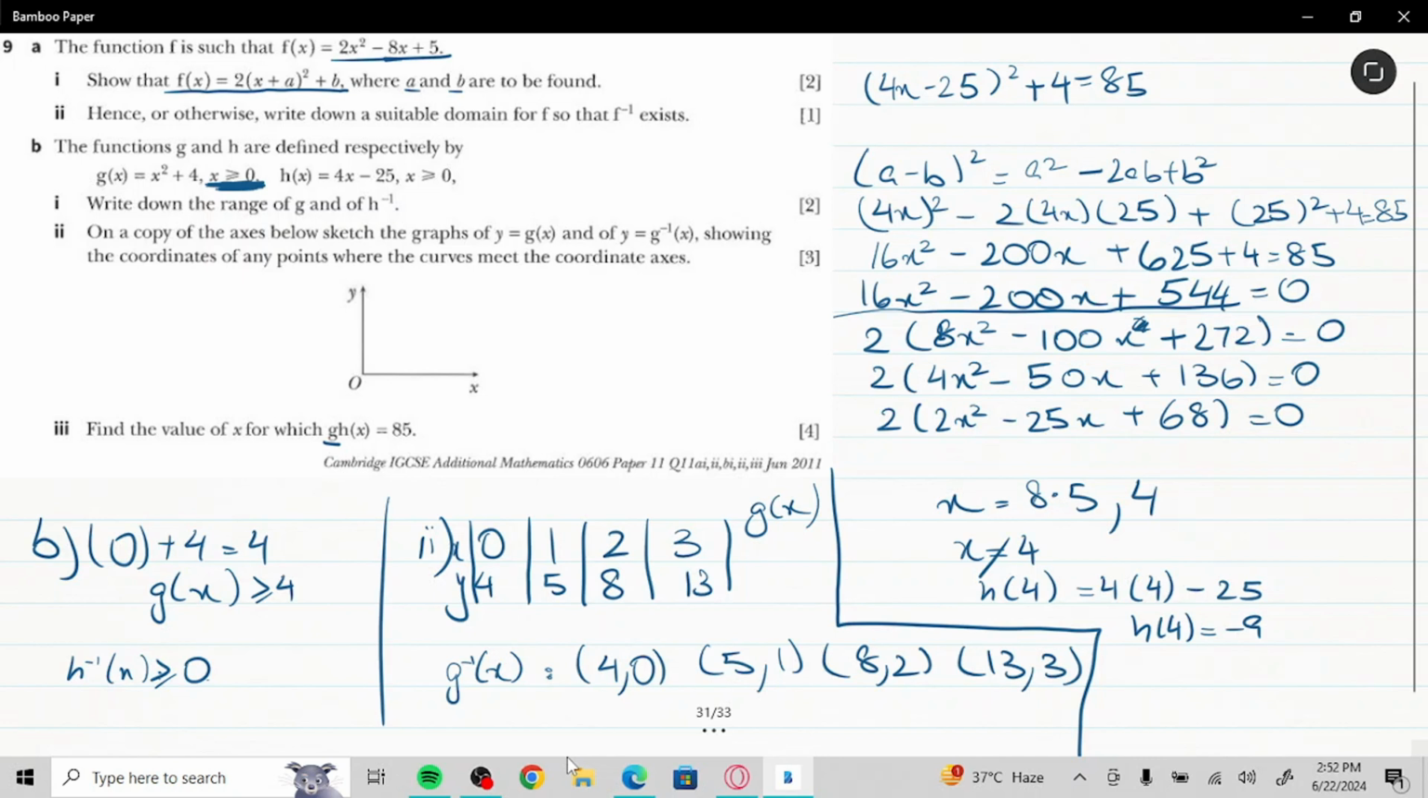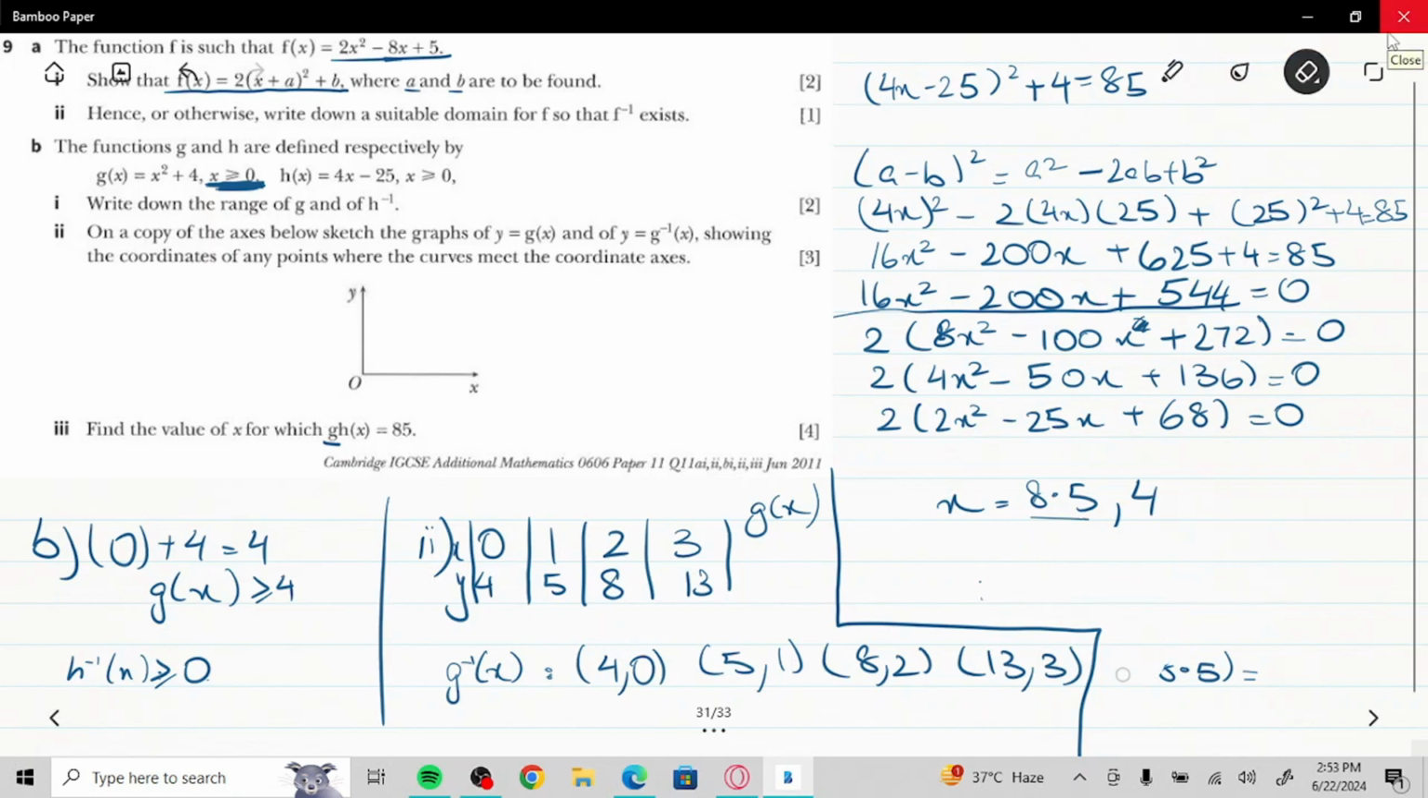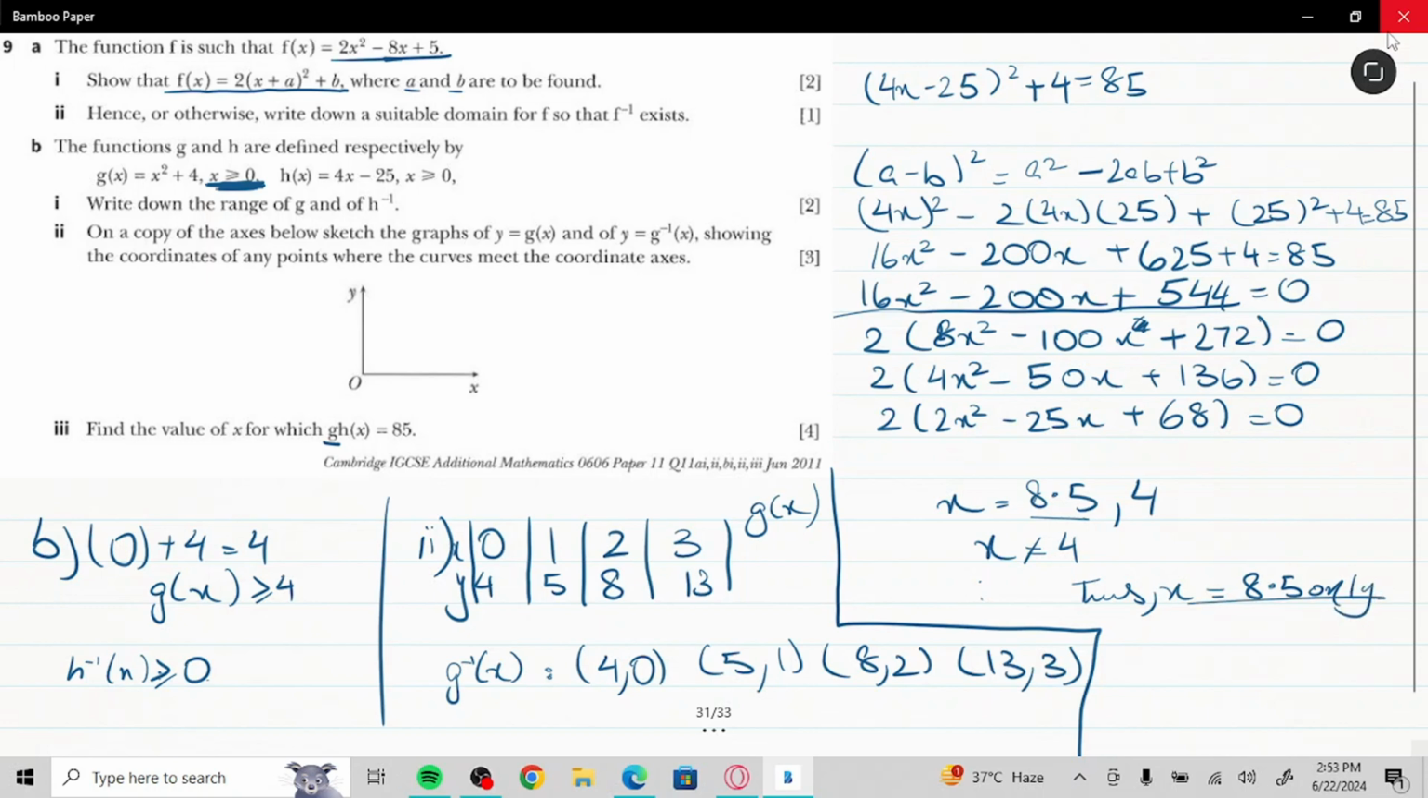And if we, for example, input x equals 8.5, we would get in return 8.5 multiplied by 4 minus 25, which is positive 9. Thus, the value negative 9 is incorrect, the value 4 is incorrect, and 8.5 is the correct value. So we will say that x is not equal to 4. Thus, x is equal to 8.5 only. Okay, so that's our answer for question number 9. Proceeding on to question 10.